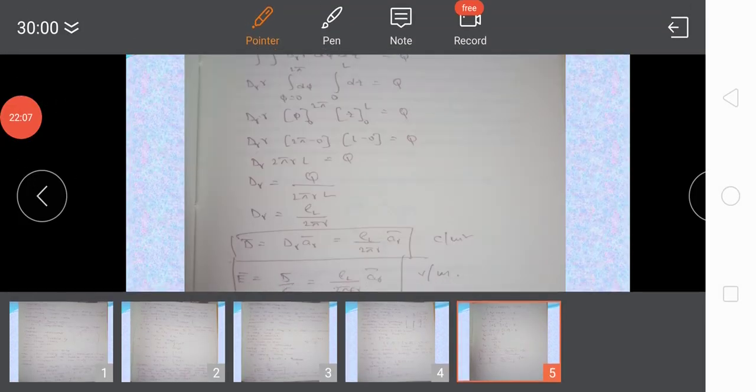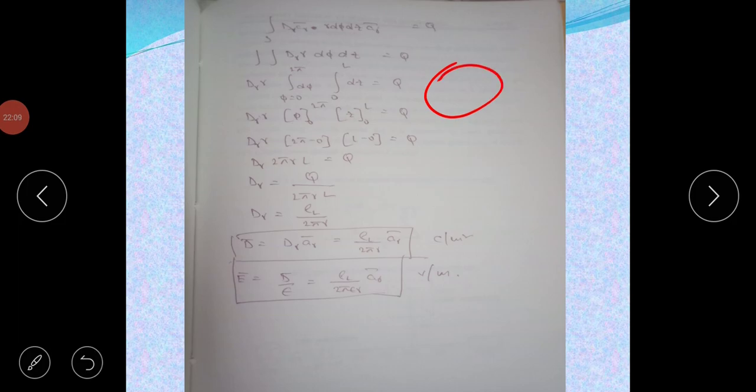Now by applying limits, Dr into r, 2 pi minus 0, L minus 0 equals Q, or Dr into 2 pi r L equals Q, or Dr equals Q by 2 pi r L, or Dr equals rho L by 2 pi r. So charge by length equals charge density. Generally charge Q, if it is a line charge, equals rho L into L.